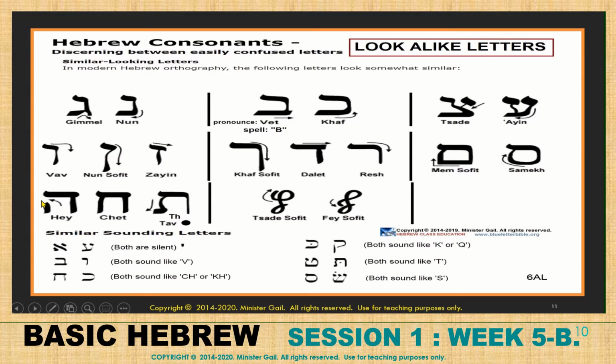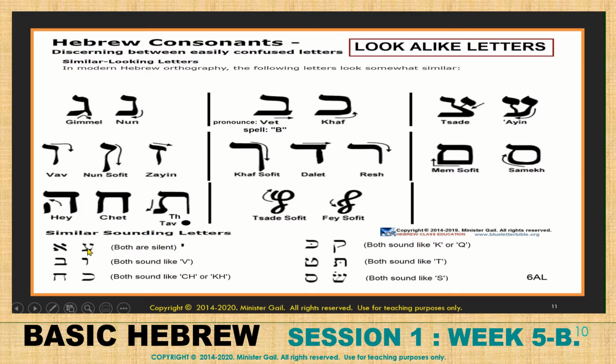Heh, there's an opening here. Opening for H. Closed H, CH, Chet. Tet has a little foot on it. Tav with a dot. Tsadi, TS or TZ. And the face suffix. I believe these are cursive.